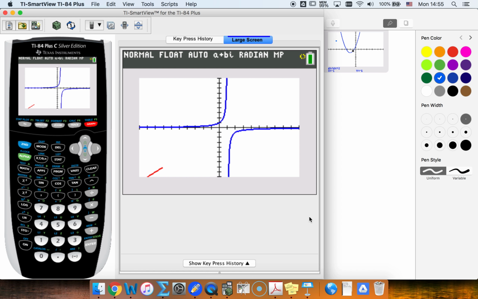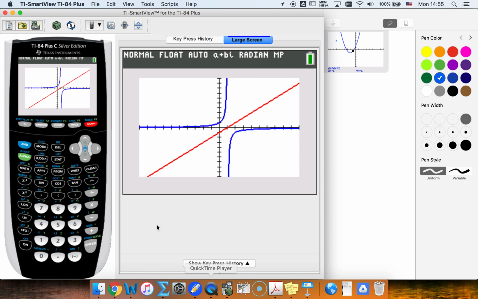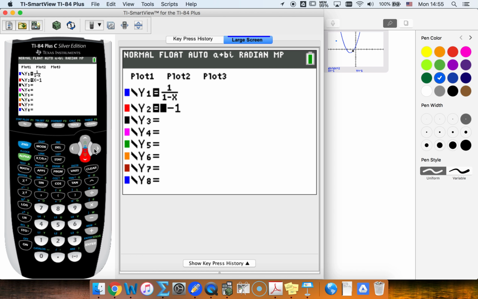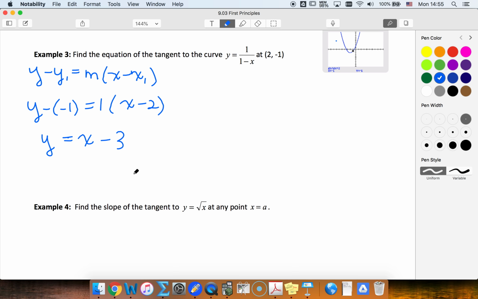And hopefully it's going to make a tangent at my point. Ooh, it does not. That's because I subtracted wrong. That should be x minus 3. Good thing I checked. Now let's look at it. And there is my tangent. So now let's come back and prove that my derivative really is 1.